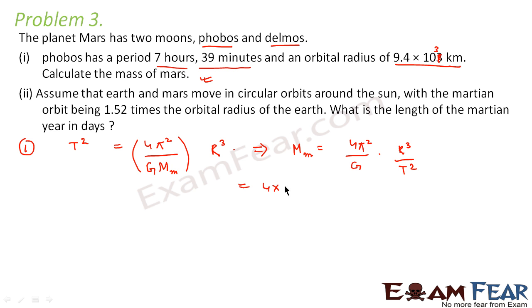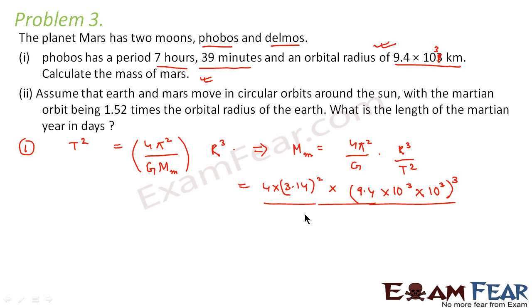Now let us put the values. 4 into 3.14 whole square into value of R, which is given as 9.4. This is the orbital radius. So 9.4 into 10 to the power 3. Now if you want to convert it into meters, you multiply with 10 to the power 3 again. Divided by G, which is 6.67 into 10 to the power minus 11, and T is 7 hours 39 minutes.